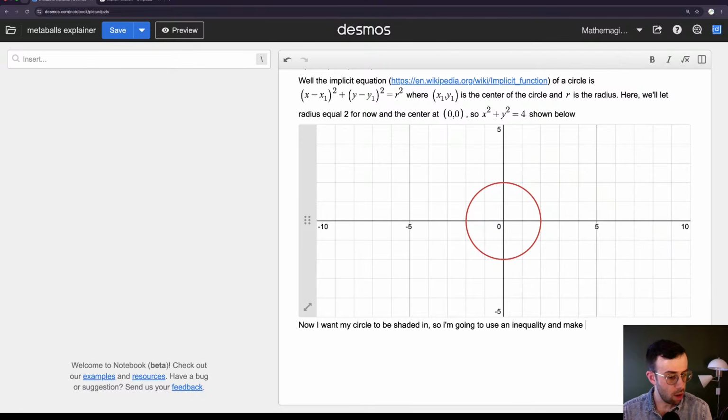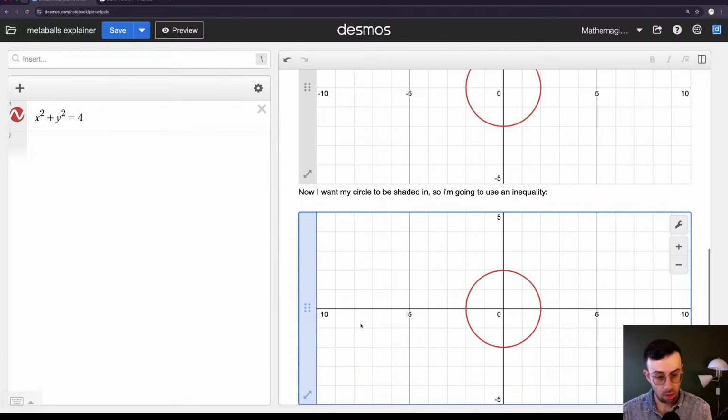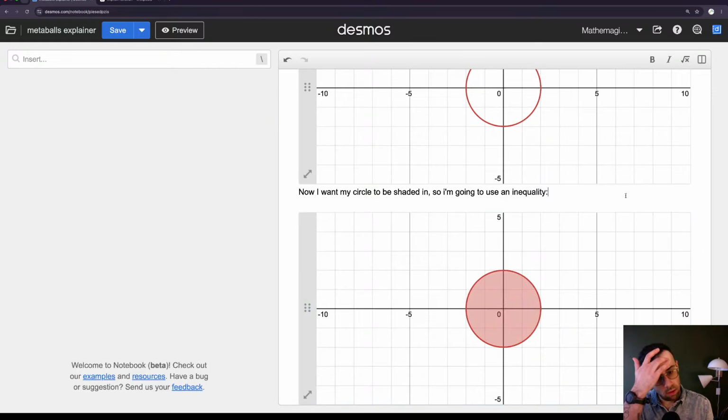So I'm going to use an inequality, and then I can do another graph. Could I copy this graph? Yes. And I'll do less than or equal.